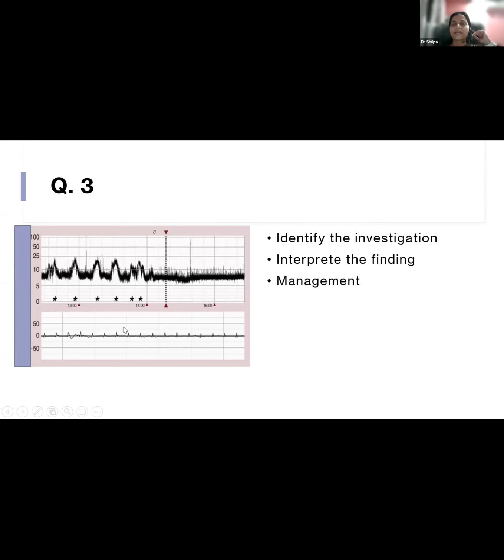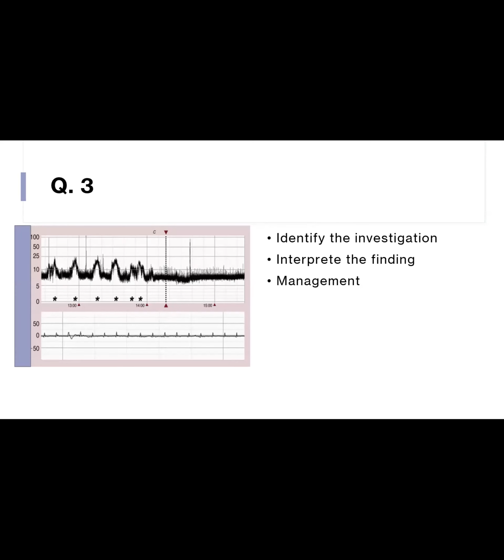Okay, the next question: identify the investigation and interpret the finding. And what first management are you going to do in this? What's the investigation, interpret the finding, and what is one management? Even one management is enough. Okay, so two of them have said EEG and one of them has said NST. And they said it is a seizure. Okay. So should we continue with the answer?